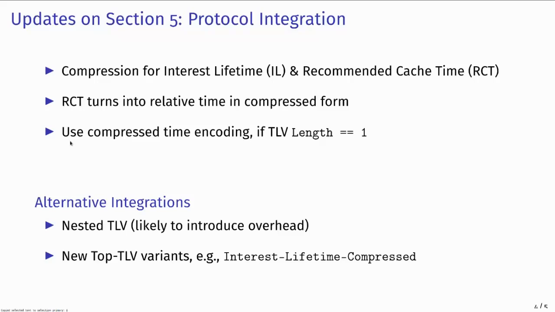Currently we opt for the solution that if the TLV length of RCT or interest lifetime is 1, the 8 bits, then we use the compressed time. If it's anything else, then we use the same specification that is in the CCNX RFC. And here are alternative integrations. Instead of using this trick of looking at the length, you could also go with nested TLVs, which have the pitfall that you introduce overhead, which is especially in the IoT case not desirable. Or we could define new top-level TLVs, for example, interest lifetime compressed. Instead of interest lifetime, we use interest lifetime compressed.